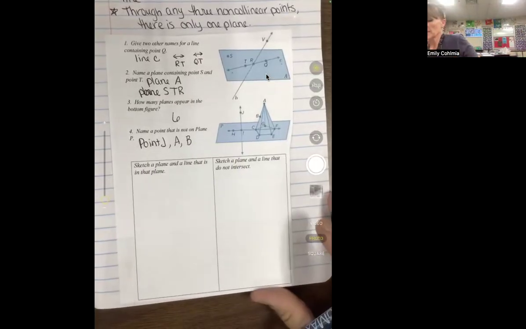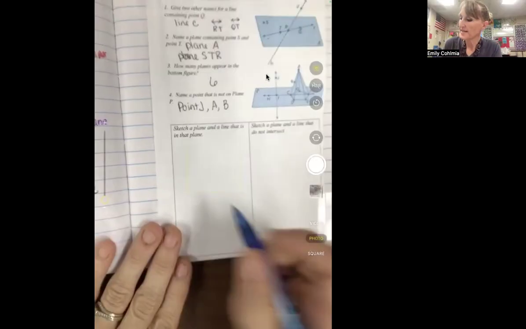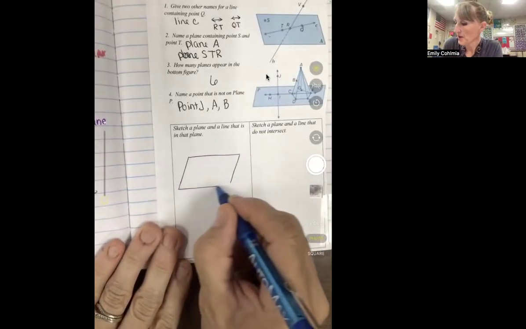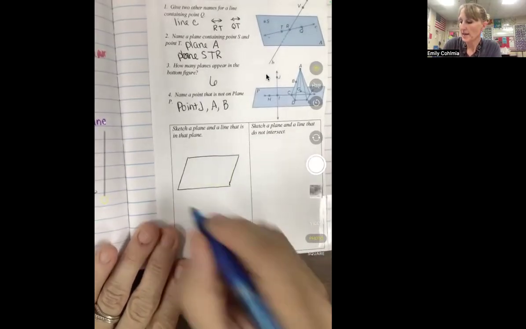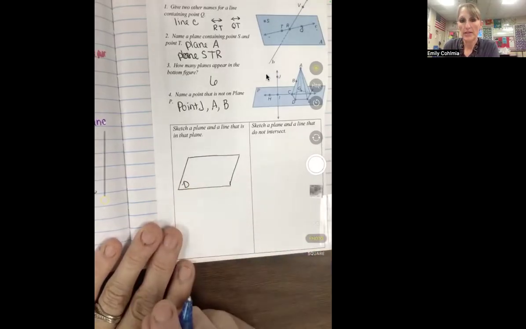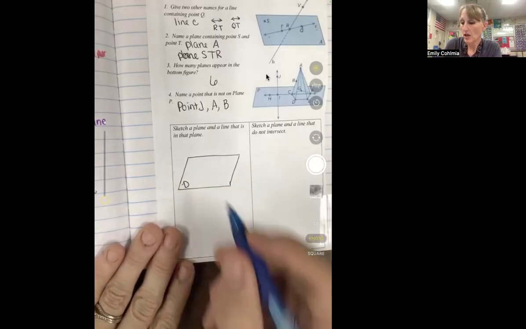Okay, so the next part says sketch a plane and a line that is in that plane. So we just sketch planes with a parallelogram like that. We are always going to name it. So I'm going to name this one, no, let's name it D, plane D. And I'm going to sketch a plane and a line that is in that plane.